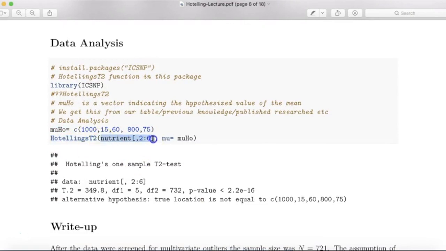I tell it what my data set is, the variables that I'm going to be using, and then I tell it what the population values are going to be. I could have just left this as 0 for all of them if I just wanted to compare it to 0. In this case, we actually had values to compare it to that the government was giving us. So here we go. Our output, this is the T-squared that you're going to report, your 2 degrees of freedom, and then your p-value. And again, annoyingly, the p-value is in scientific notation, but that just tells you that it's a very small p-value.